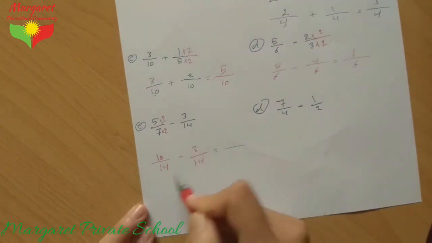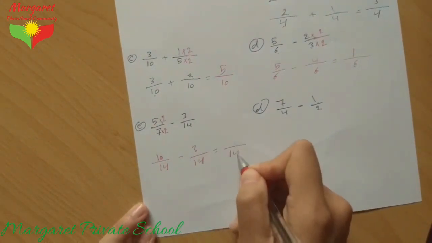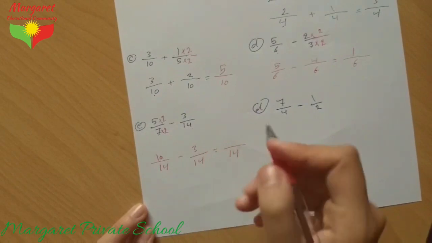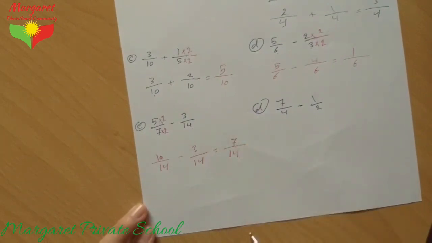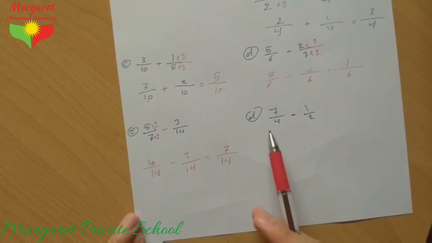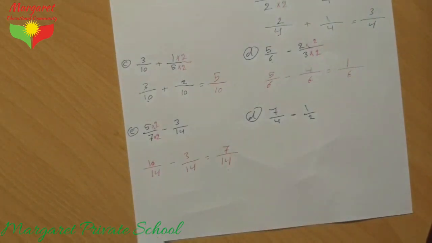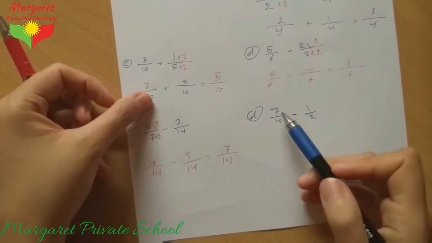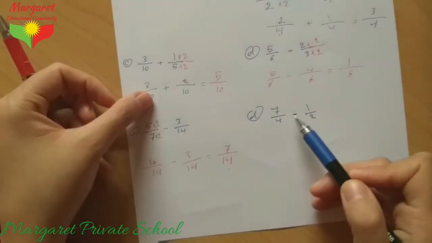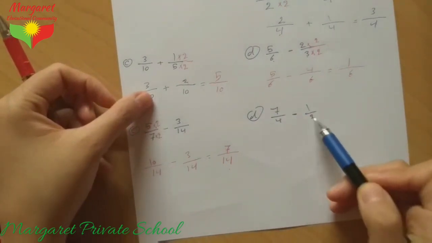We have the same denominator. Write 14. 10 minus 3, 7 is 7 over 14. From part D, 7 over 4 minus 1 over 2.